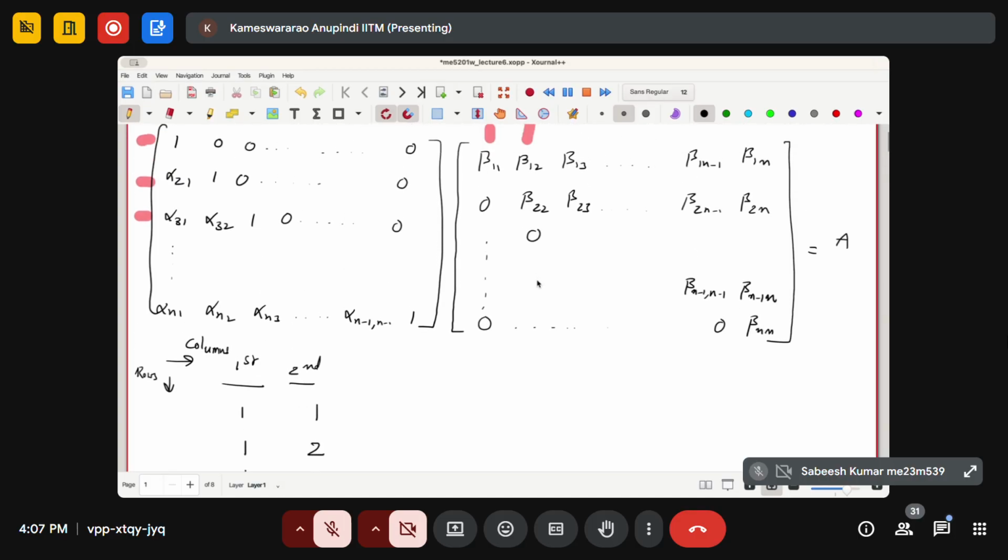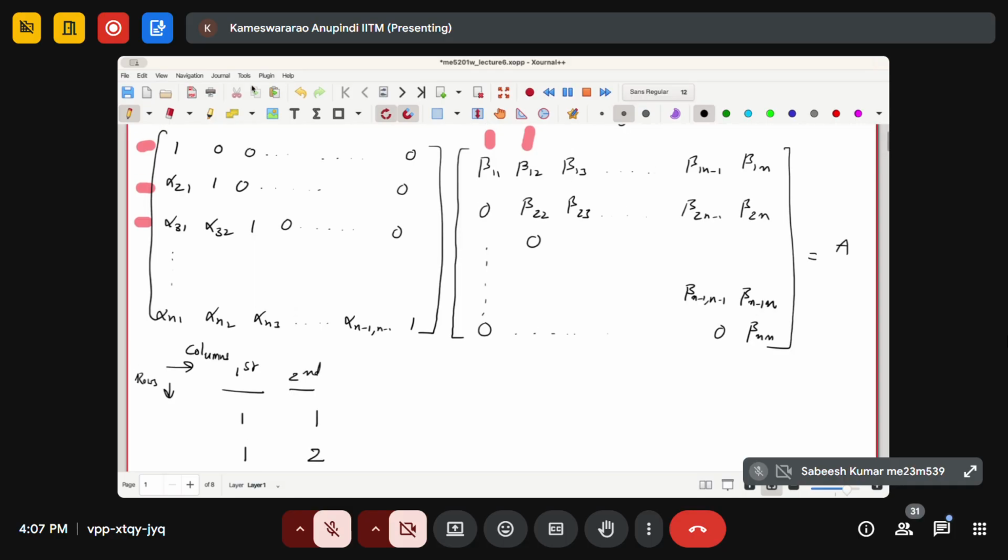Now similarly, if I multiply with the third column, then the first row with the third column is going to give me only 1 multiplication, and then the second row with the third column will give me 2 multiplications. The third row with the third column is going to give me 3 multiplications, and then the fourth row with the third column is still going to give me only 3 multiplications, because below beta 3 3 everything is going to be 0.